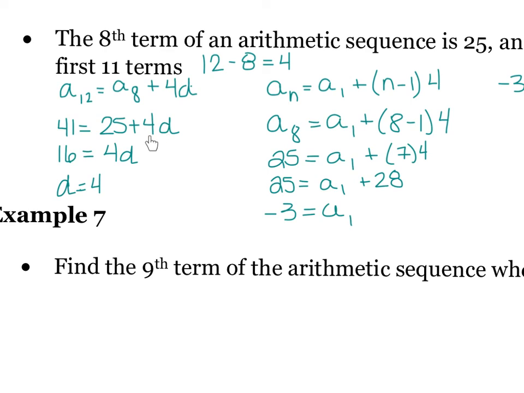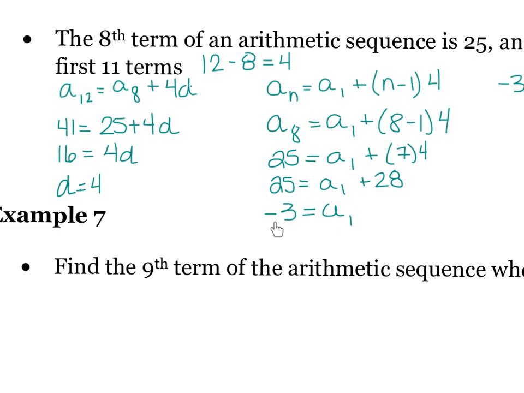Well, now this is just a linear equation that I can solve, and I find out that my common difference is equal to 4. From there, I can figure out my first term. Here's my function. To find any term, I start with the first term, and I add the common difference 1 less than that number. So to find the 8th term, I had to take my first term and add my common difference 8 minus 1 times, which is 7. So 25 is my 8th term, and I have to take my first term and add 7 times 4, which is 28. So what I find out here is that my first term is -3.